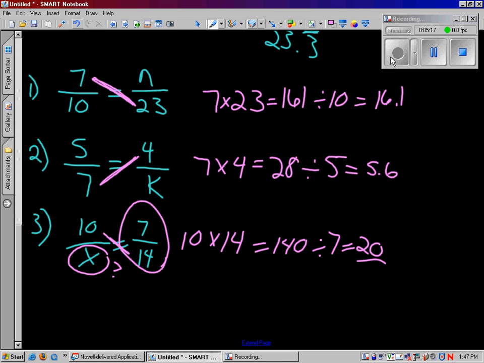That's it. Now, the main problem with proportions that most people run into is when you get some word problems. You're not exactly sure how to set them up. And we'll get into those in the next one, which says proportion word problems.